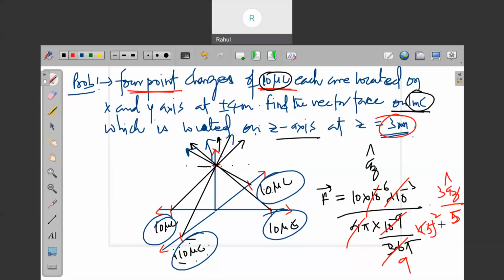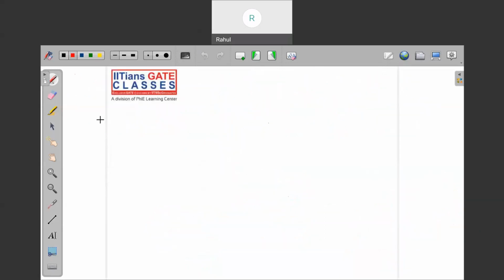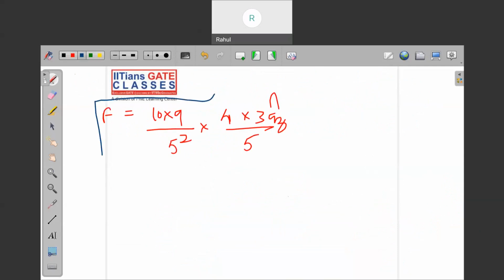So let me keep here the same content. Okay, so the force is going to be what? The force will be equal to 10 into 9 upon 5 square into 4 times of 3 az cap upon 5. This will be the answer for this question. Why is this 4 coming, right? You have to keep in mind this 4 is coming because there are 4 similar charges, right?